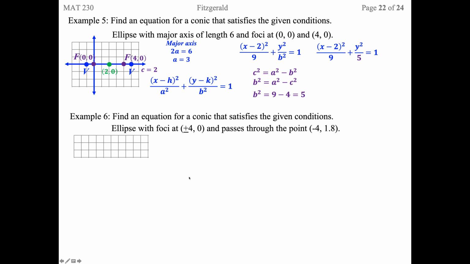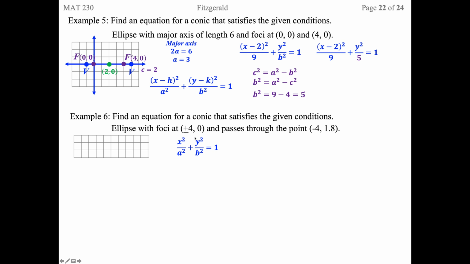Okay, example 6. Find the equation for a conic section that satisfies the conditions: ellipse with foci at plus or minus 4, 0, and passes through the point (-4, 1.8). That's kind of interesting here. So based off of my foci, just like we had previously, we're going to be centered at (0, 0), because halfway between negative 4 and positive 4 would be 0.